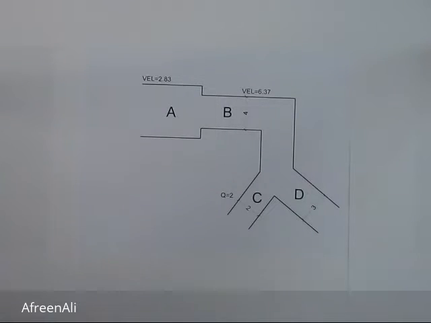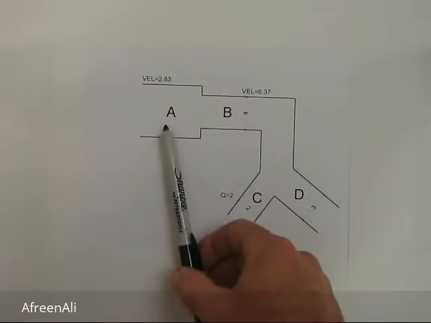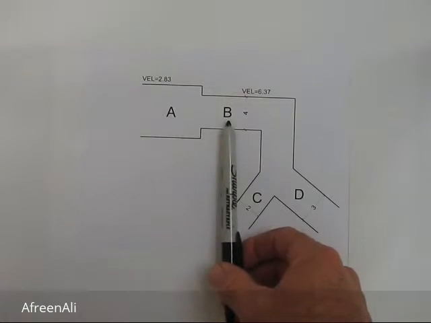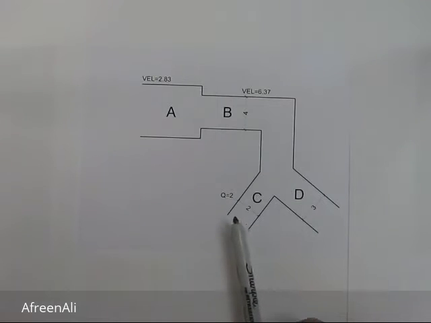Given a pipe system as shown in the diagram here, we're left with a problem and we've got some missing information. We've got 4 pipes. A runs into B, B runs into C and D. We've got some information listed.